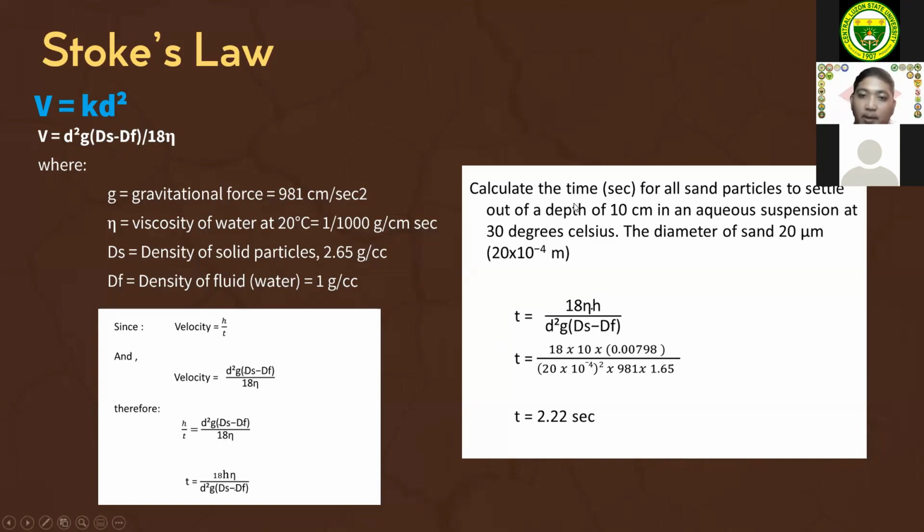So like for example here, calculate the time for all sand particles to settle out of a depth of 10 centimeter in an aqueous suspension at 30 degrees Celsius. The diameter of sand is 20 micrometer or 20 times 10 to the negative 4 meter. Okay, so 18 is the constant. So time, using this equation, naka-form tayo ng another equation.